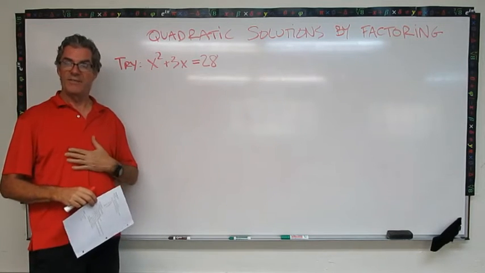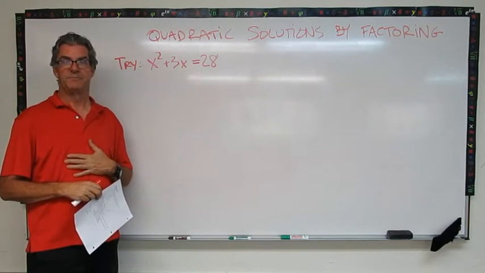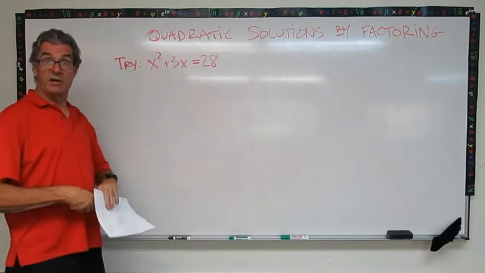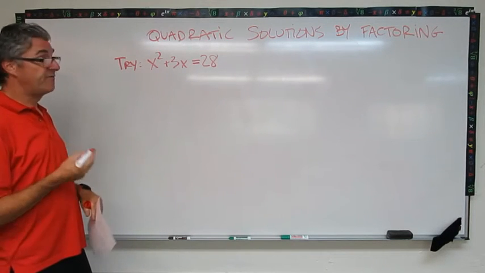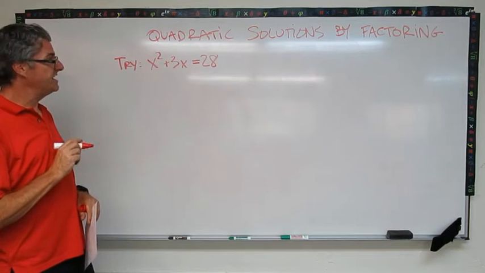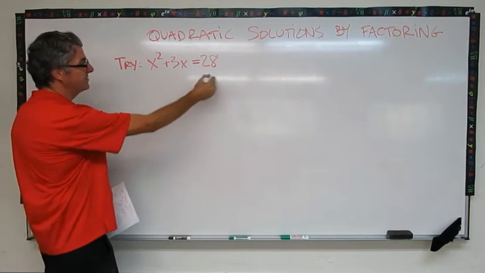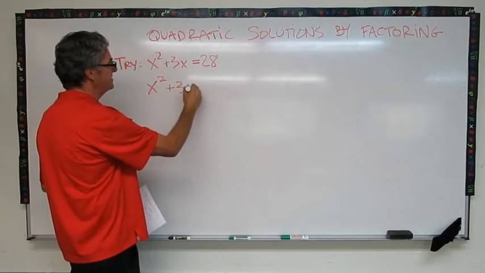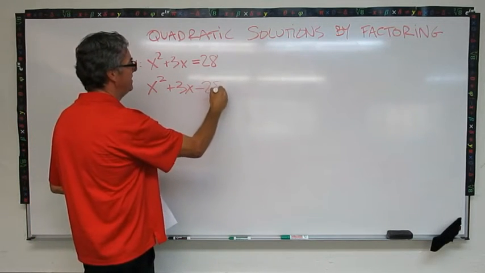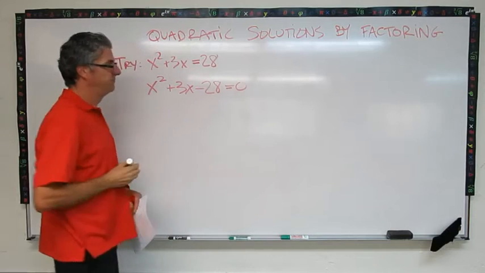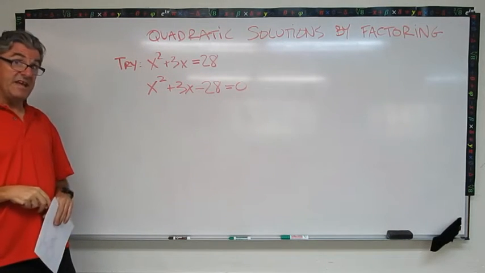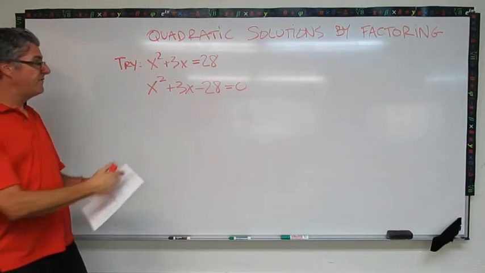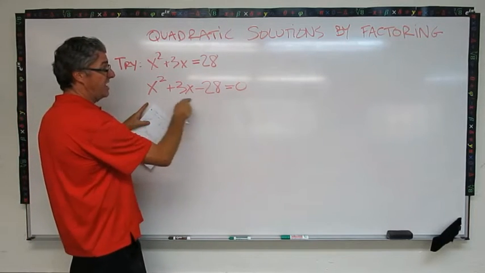So pause the video and think about it. See if you can do this one. Okay, let's take a look. The first step is set one side equal to 0. So I'm going to subtract 28 from both sides. I get x squared plus 3x minus 28 equals 0. The next step is to fully factor this non-zero side.